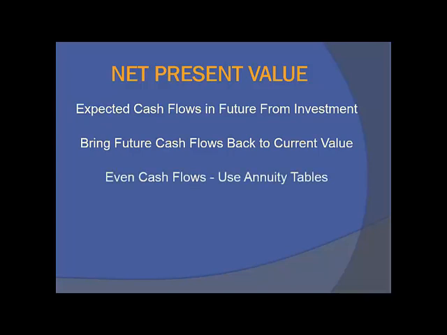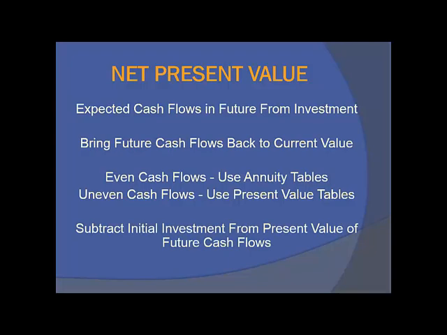Even if you have even cash flows expected every year, you're going to use an annuity table. If they're uneven, it's going to take a little more math, not much, but you're going to have to use the present value tables because of those uneven amounts. But if you have an even cash flow, that is an annuity, and it's a very fast calculation using the annuity tables. You're going to subtract the initial investment from the present value of the future cash flows.